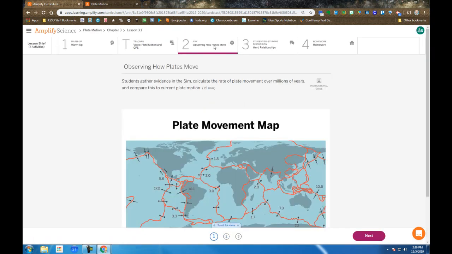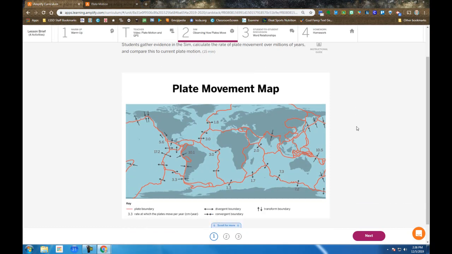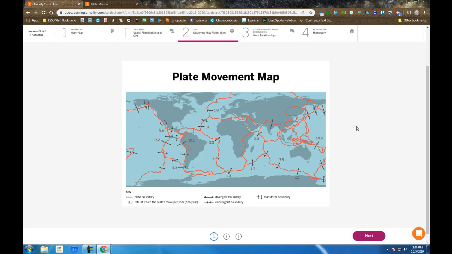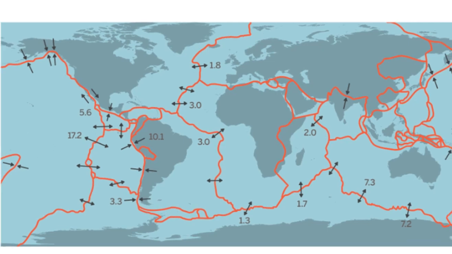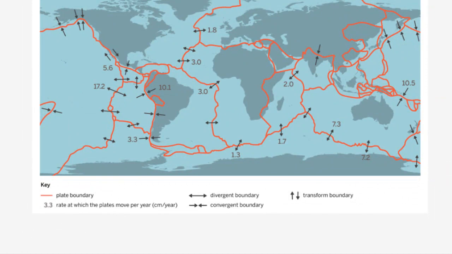Using that information, we move you over to plate movement. So here's a map in which you are given the direction of plate movement, looking at the arrows. Notice convergent or divergent arrowheads, and numbers. And the numbers, if you look below in the caption under the map, you see they're reported in centimeters per year. So this gives us an idea of not only direction, but how quickly, or slowly in this case, plates are actually moving.